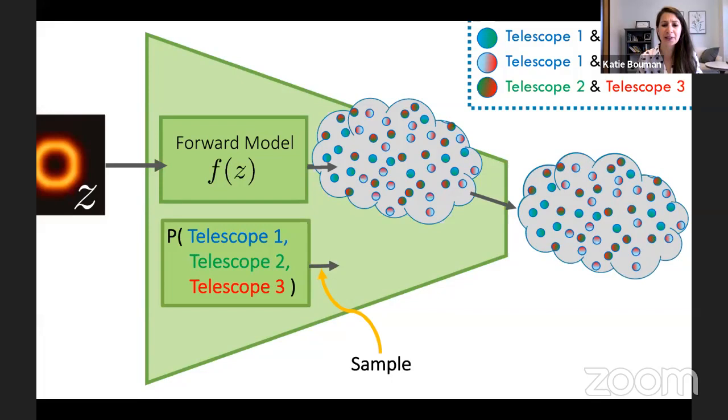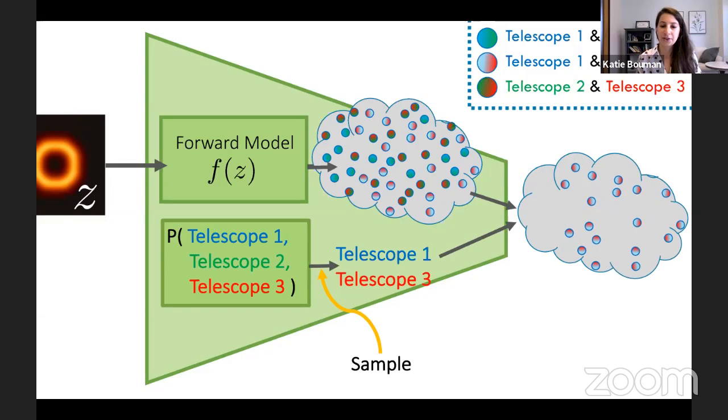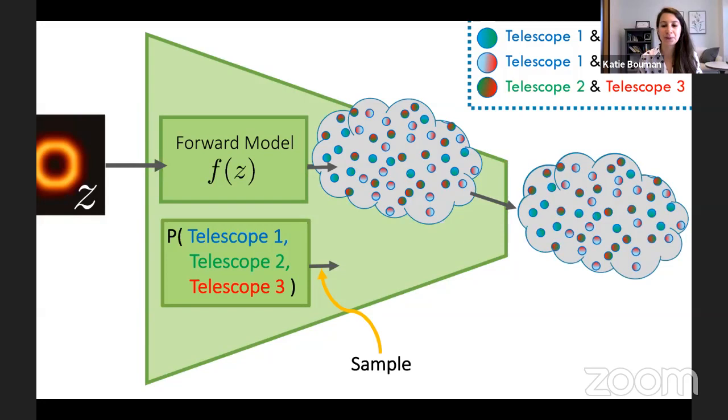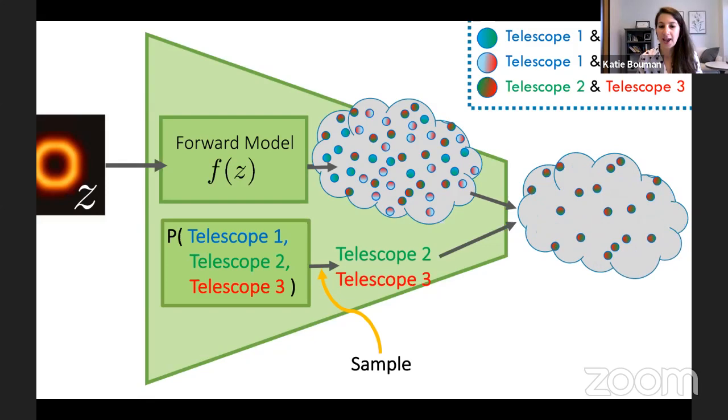And so to do that, we introduce what we call a sensor sampling distribution that characterizes the probability that we sample from a particular telescope. And so we sample telescopes from this distribution and mask out any measurements that were not produced by these telescopes. So now just the red and blue dots remain. And every time we sample from this probability distribution, we sample different combinations of telescopes and obtain different observed measurements.